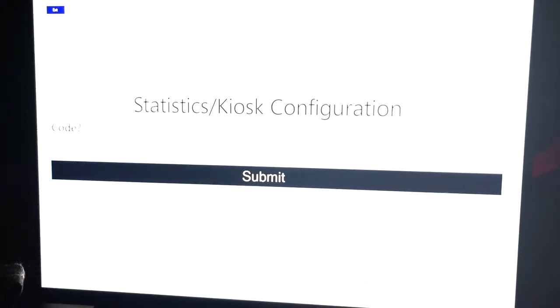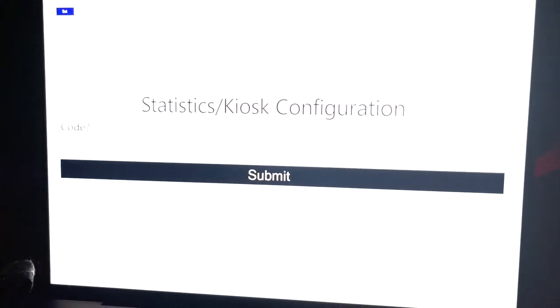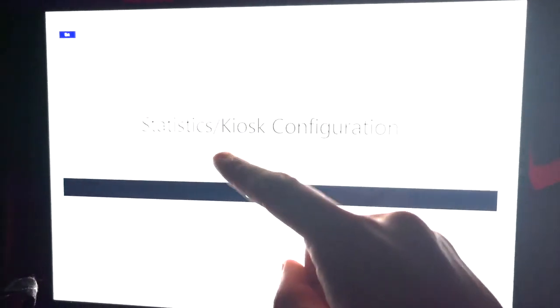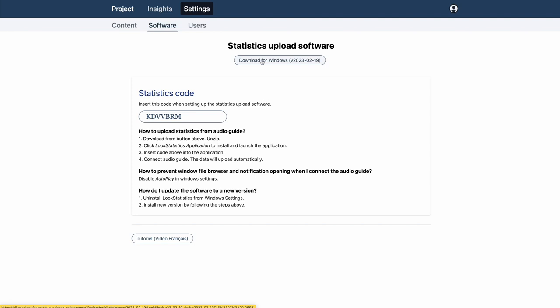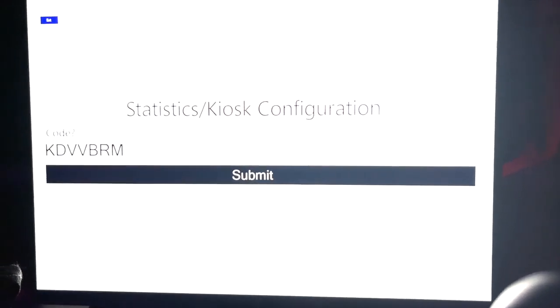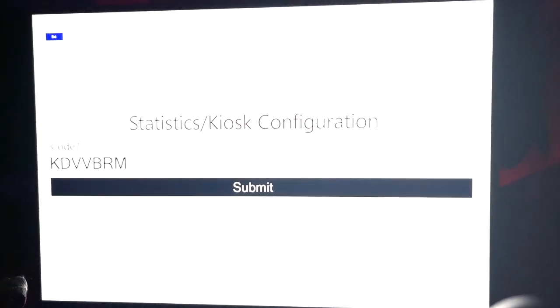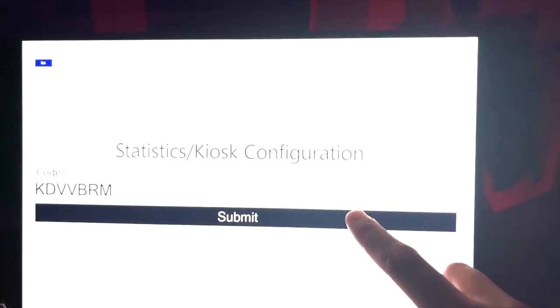Once you run the software, it should look something like this. It asks you for a code. This code is nothing else but the code located on the platform that you see here. So take this code and insert it into the Look Statistics upload software. Make sure this is the correct code corresponding to the project you'd like to upload data to. Then click Submit.